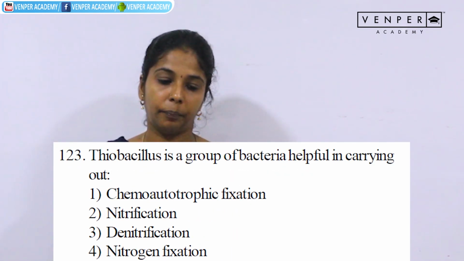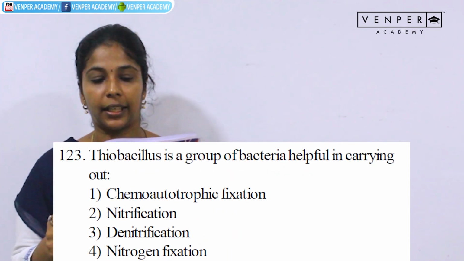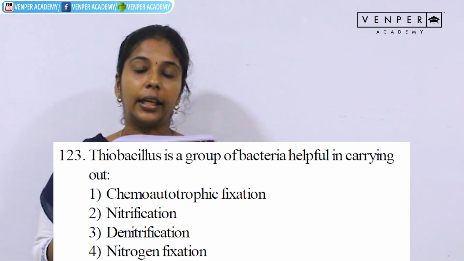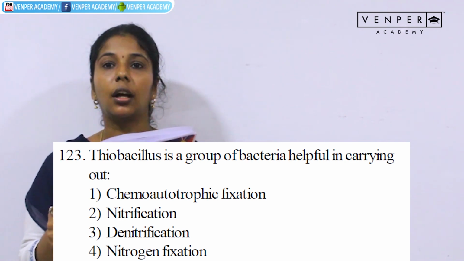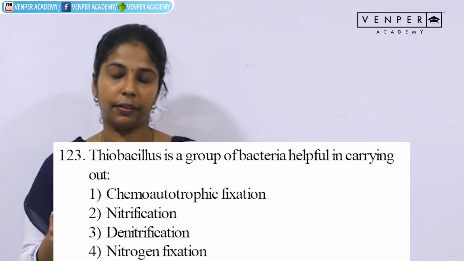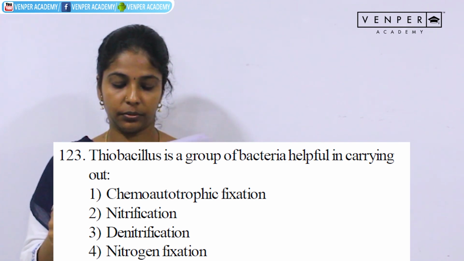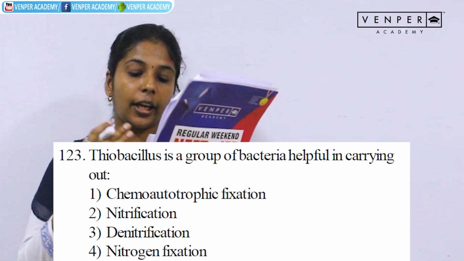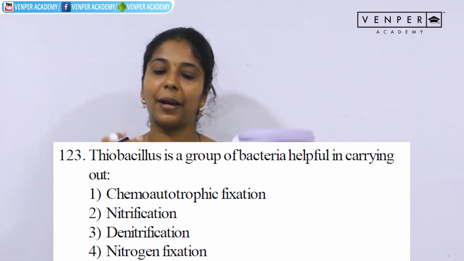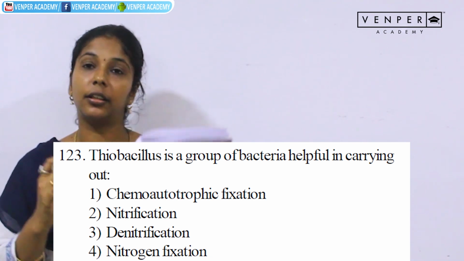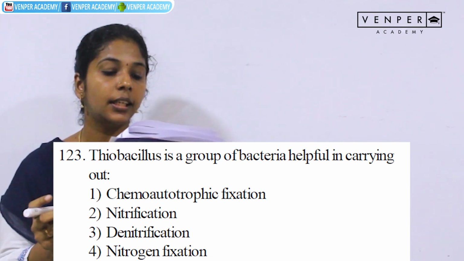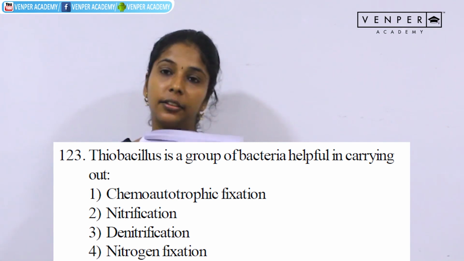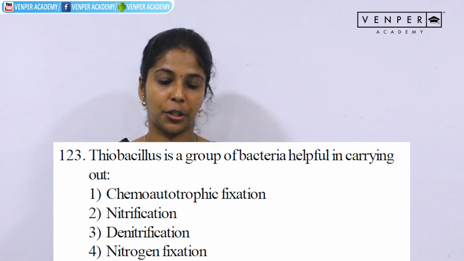Question number 123. Thiobacillus is a group of bacteria helpful in carrying out. The options are chemoautotrophic fixation, nitrification, denitrification and nitrogen fixation. Thiobacillus converts nitrate into nitrogen, that is, nitrate present in the soil is reduced to nitrogen, and this process is called denitrification. Number 123 is option 3.